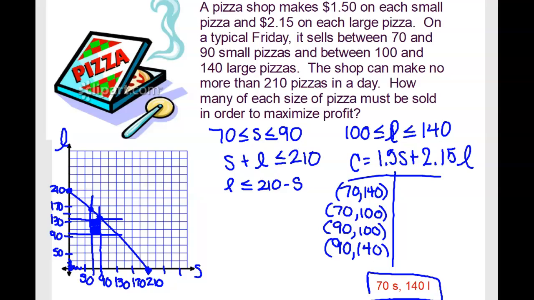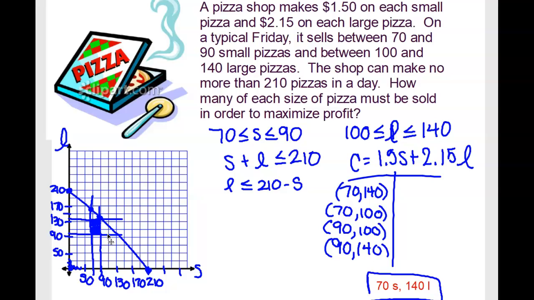Okay, 15. Your pizza shop makes $1.50 on each small and $2.15 on each large pizza. So that $1.50 and $2.15 is our profit or revenue. On a typical Friday, they sell between 70 and 90 small pizzas. So that's what's graphed right here, 70 and 90. They sell between 100 and 140 large pizzas, so graphed over here.